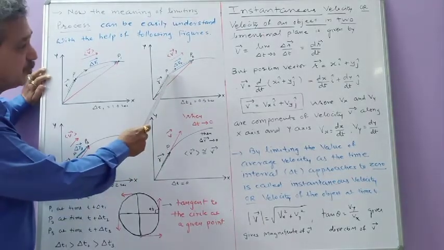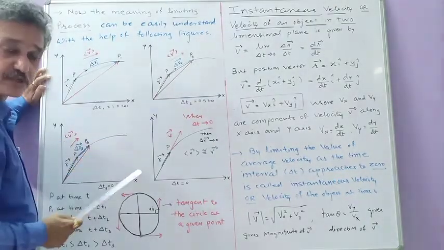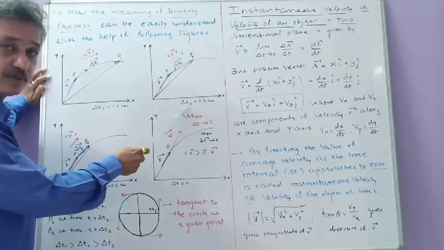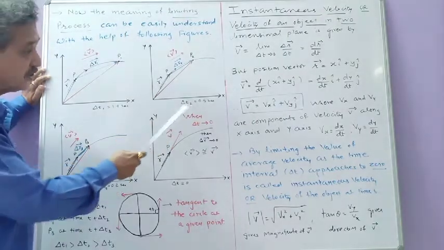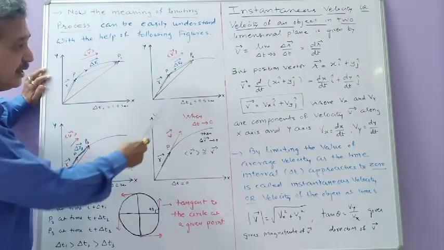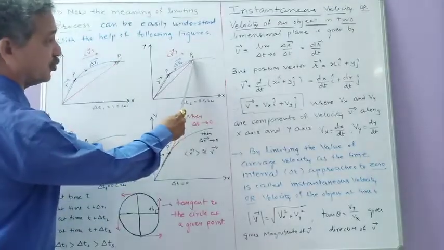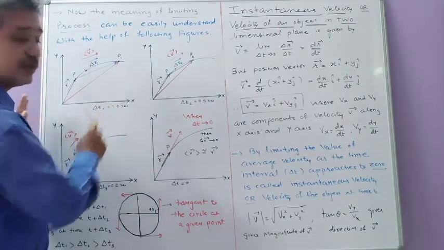That means P is the position at time t equal to 5.0 seconds and P2 is the position at time 5.5 seconds. So what will be the time interval? 5.5 minus 5 becomes 0.5 second. So this is another time interval. And as the time interval decreases, the P2 position seems to be closer to P compared to that of P1.